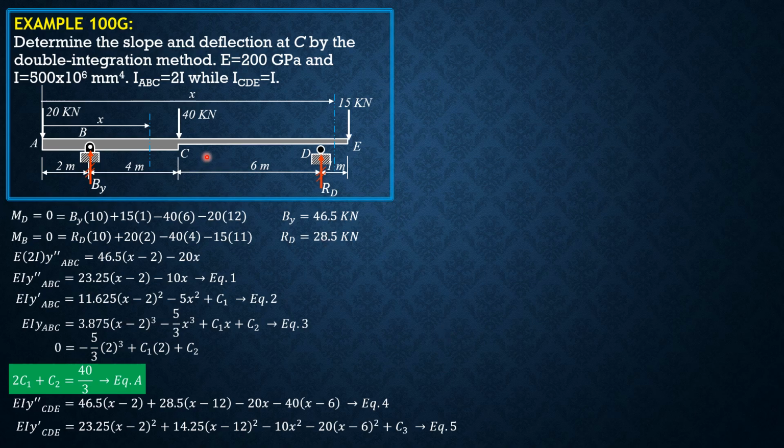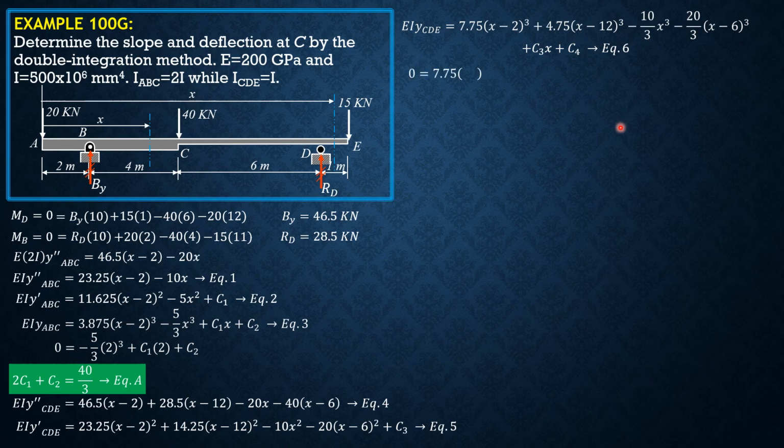There is c sub 3 because we consider CDE, and all these elements except at D will have deflection and slope, of course. At D, only y is 0. Integrating EI y prime, 23.25 over 3 is 7.75. So x minus 2 quantity cube plus 14.25 over 3 is 4.75 x minus 12 cube minus 10 thirds x cube minus 20 over 3 x minus 6 cube plus c sub 3 x plus another constant c sub 4. So call this equation 6.